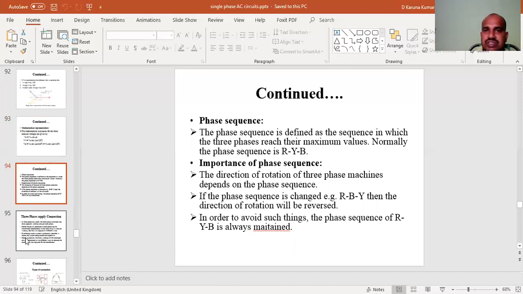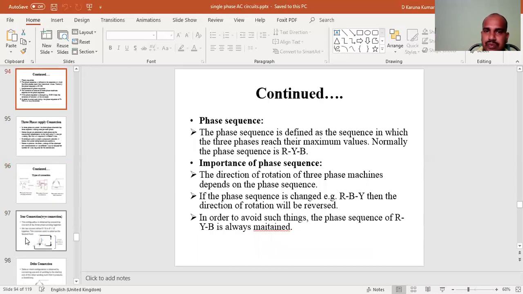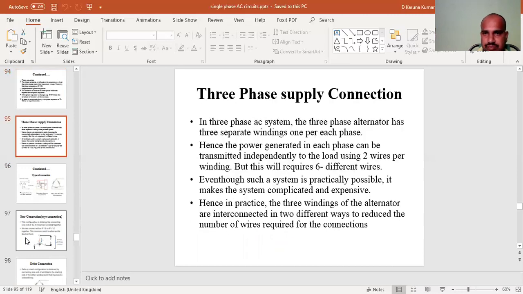The phase sequence is defined as the sequence in which the three phases reach their maximum values. Normally, the sequence is R, Y, B. The importance of phase sequence: the direction of rotation of three-phase machines depends upon the phase sequence. If the phase sequence is changed from R Y B, then the direction of rotation will also be reversed. In order to avoid such things, the phase sequence R Y B is maintained.